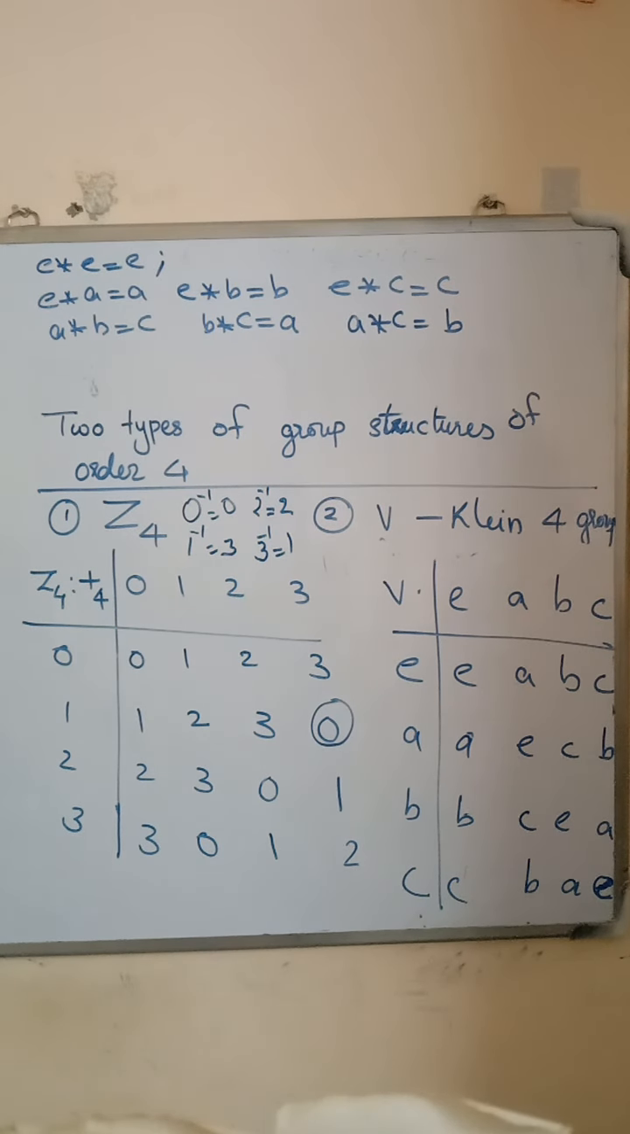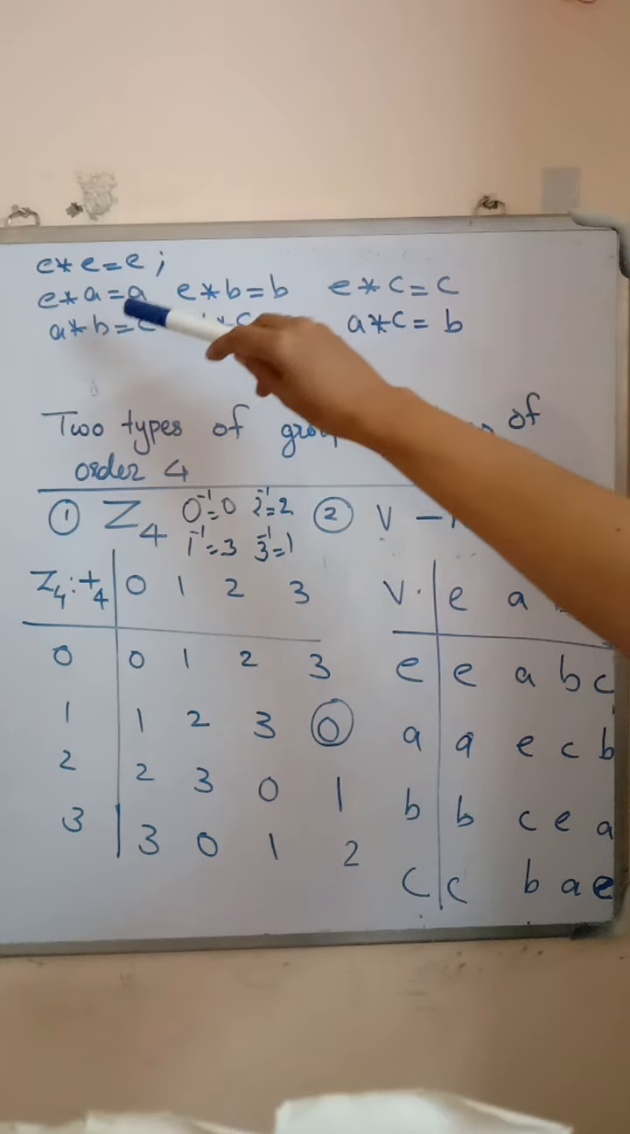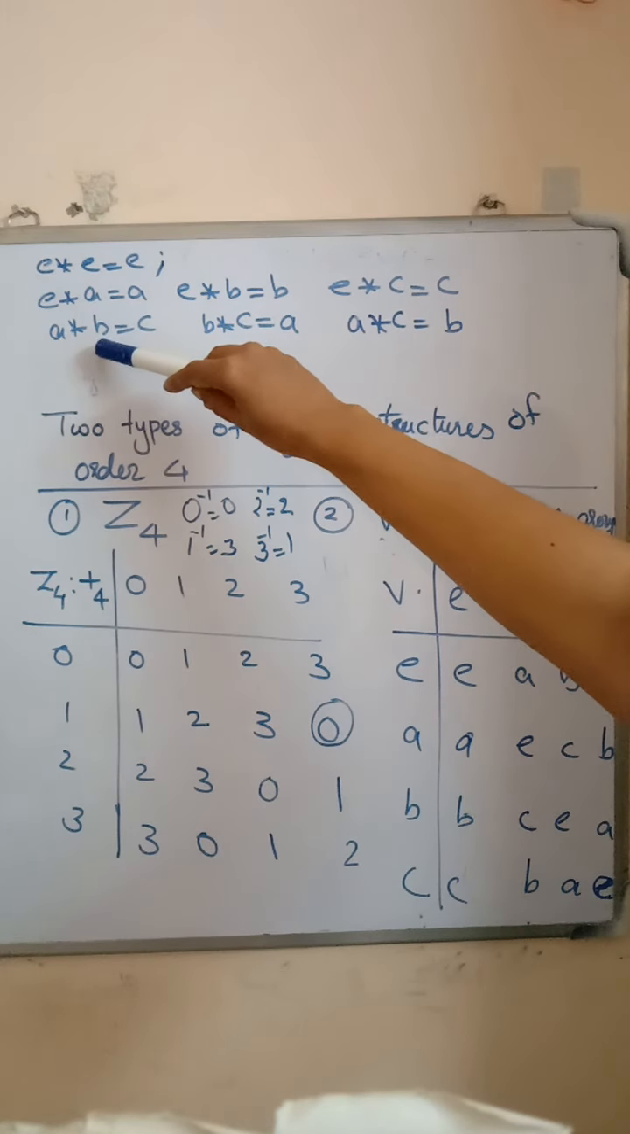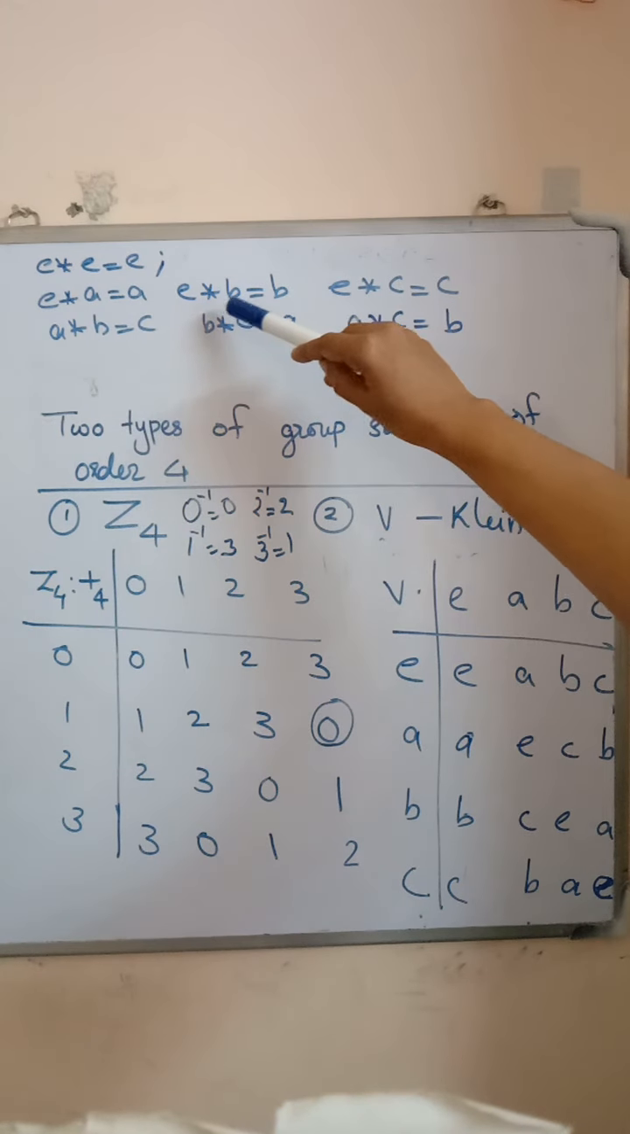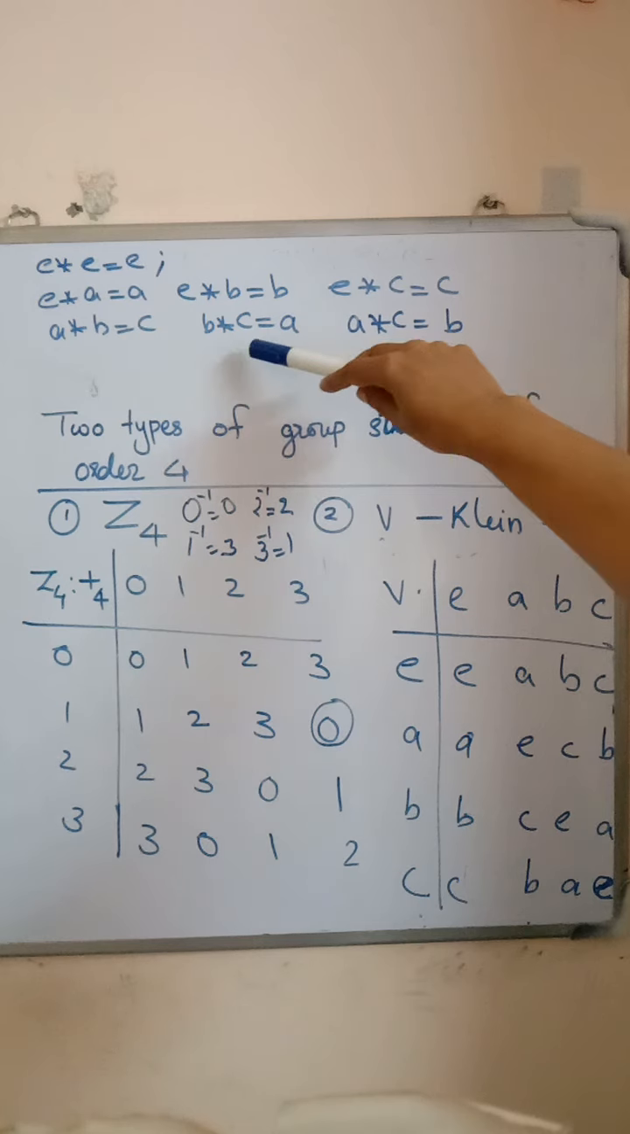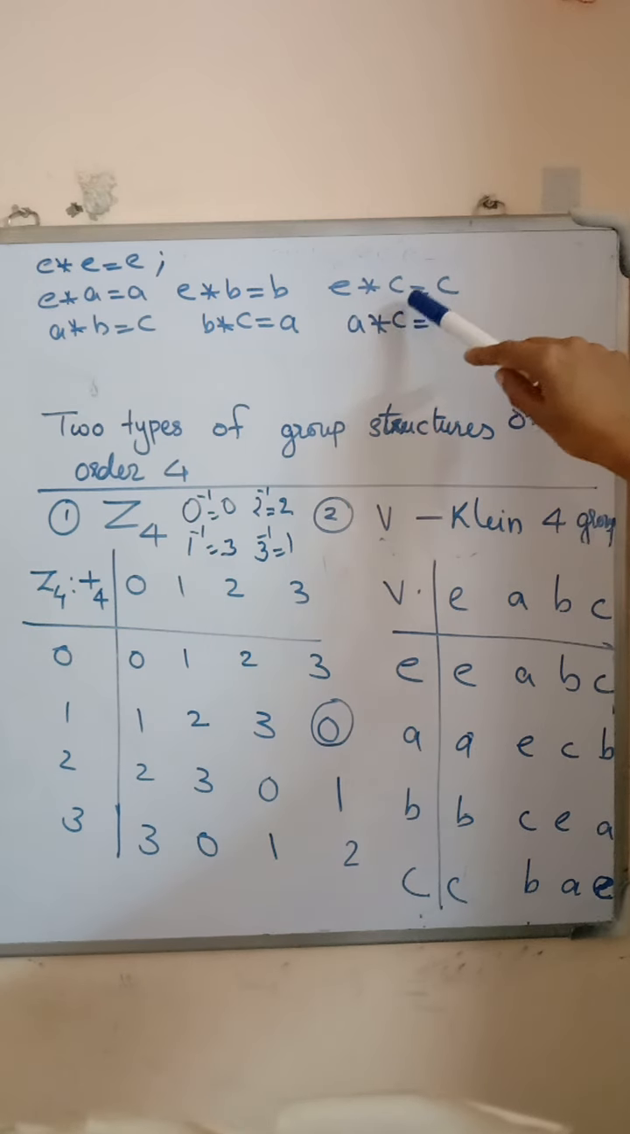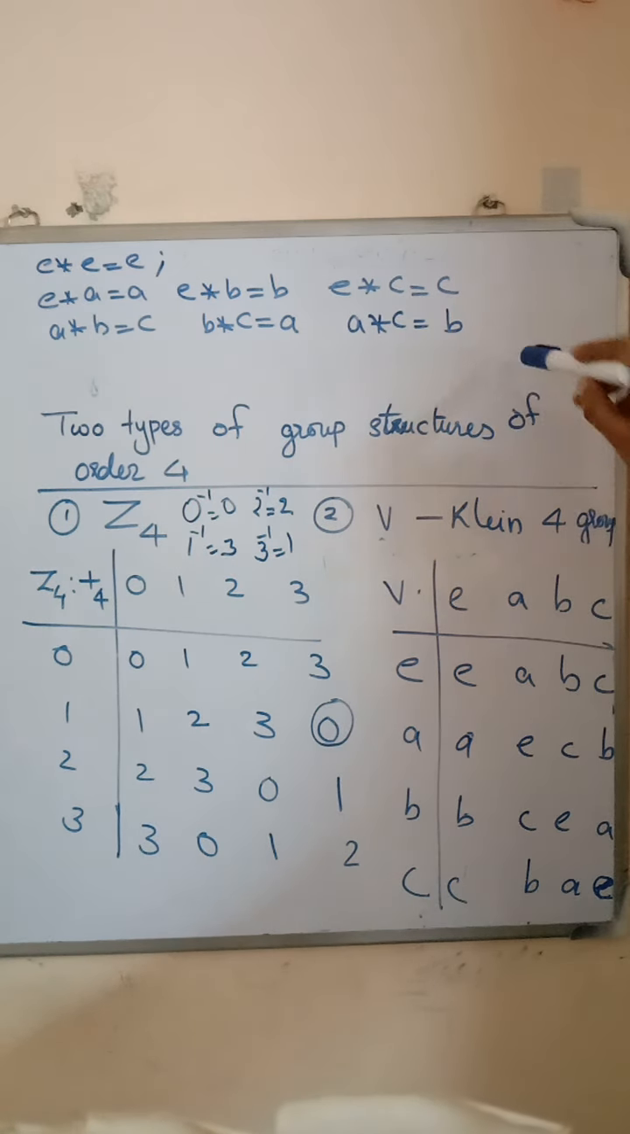Here the operation is defined as E star E is equal to E, E star A is equal to A, E star B is equal to B, E star C is equal to C, and A star C is equal to B.